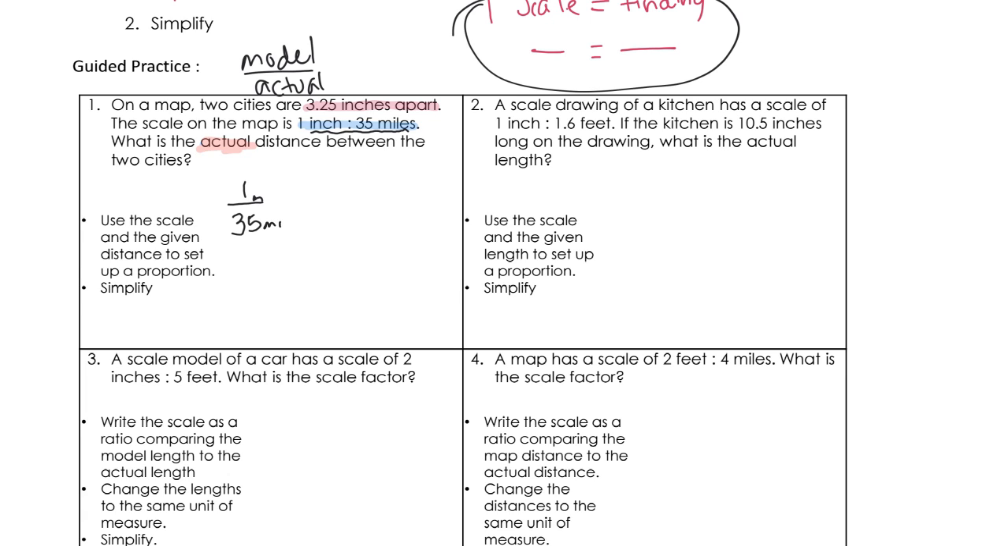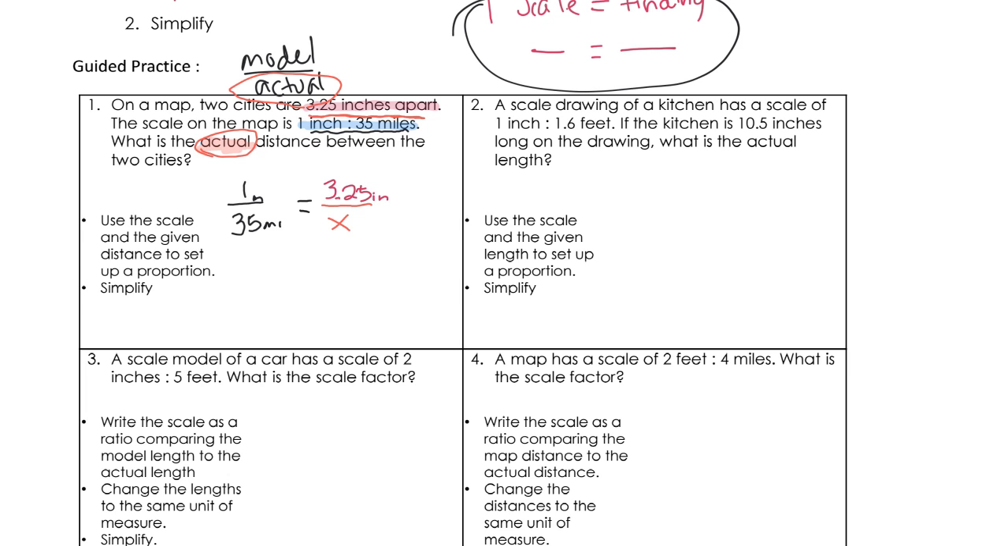So 35 miles. Then we set that proportion equal to what we have. On the map, they're 3.25 inches apart. And we want to find the actual distance. So our proportion is going to be over x, because we're finding our actual, and we're given our 3.25 inches.